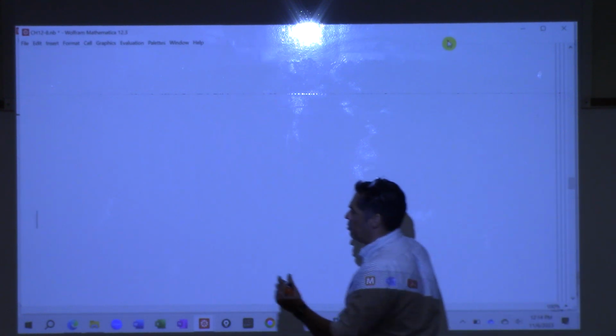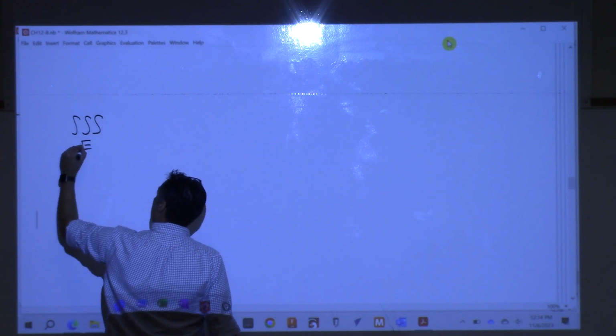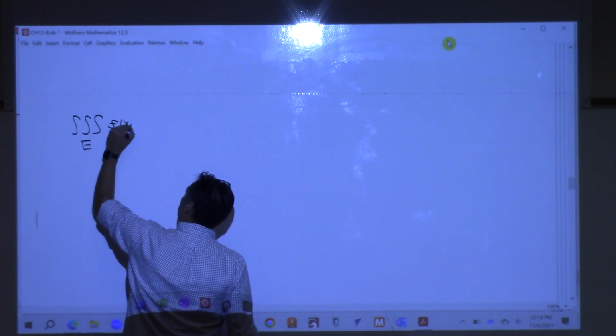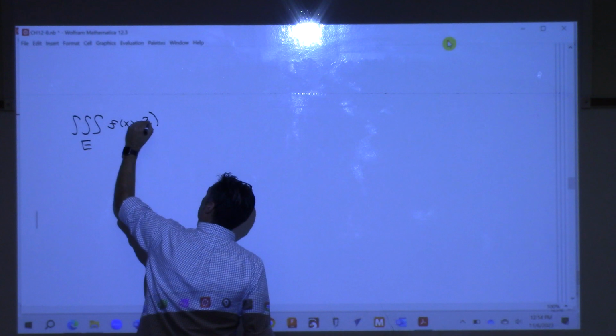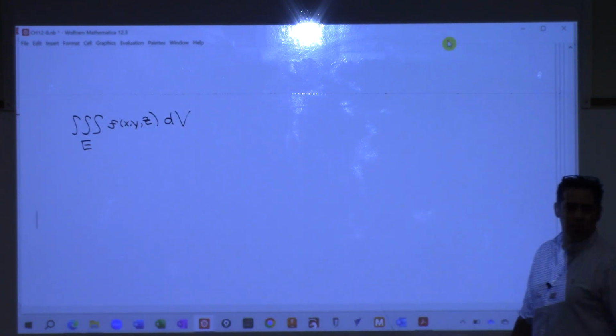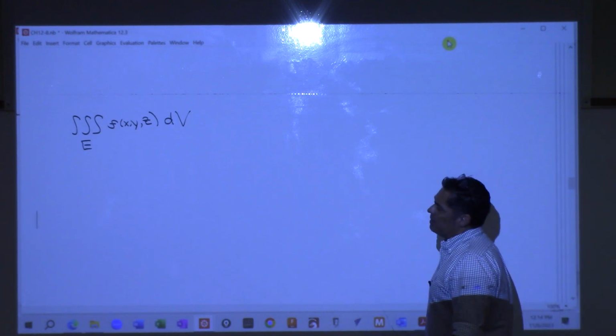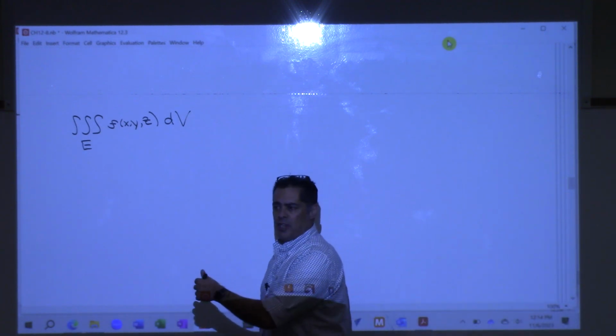So let's say I have a triple integral over some solid E of f of x, y, z, dv. Let's say I'm trying to do a triple integral, and I want to convert it over to a different system, like spherical. Then what I need to do is, first I need to know what the conversion is.